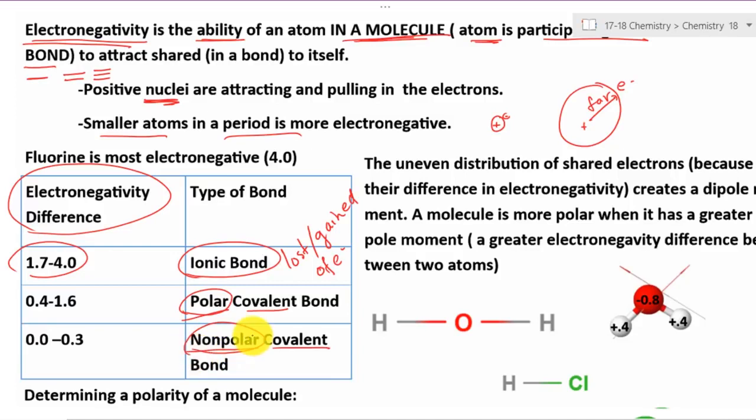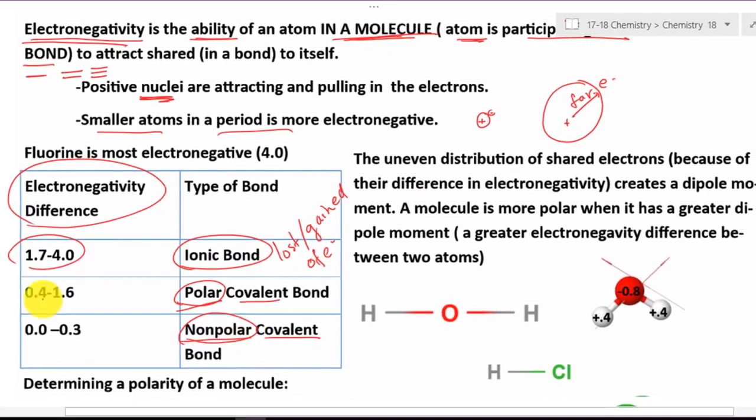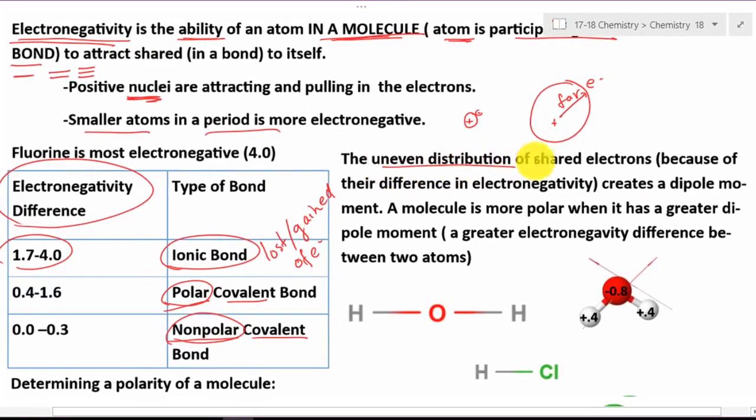That takes us back to the term polarity. Polarity is basically the uneven distribution of shared electrons. That's because the atoms have different abilities in terms of attracting the electrons. Remember, that is the shared electron in the chemical bond, and we are referring to a single bond, double bond, or triple bond. Okay, keep that in mind.